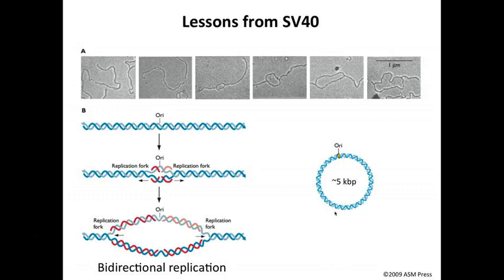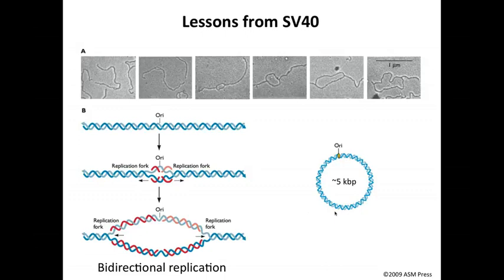Now, our chromosomes have many origins of replication. If they only had one per chromosome, it would take many days to duplicate each chromosome, which would not be compatible with our lives. So we have hundreds and hundreds of origins of replication, each initiating rounds of DNA replication.